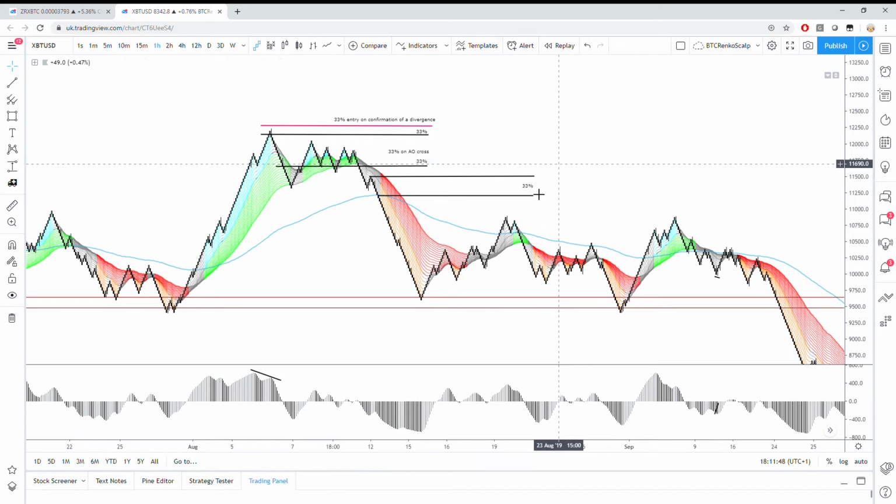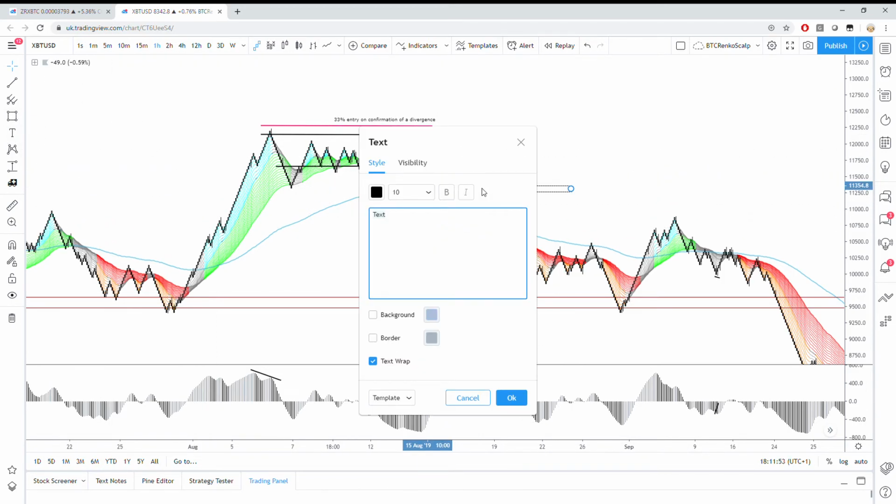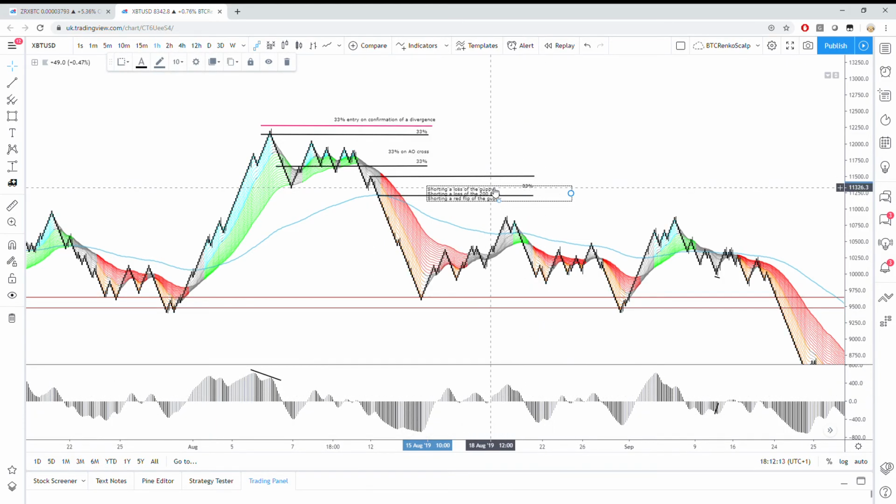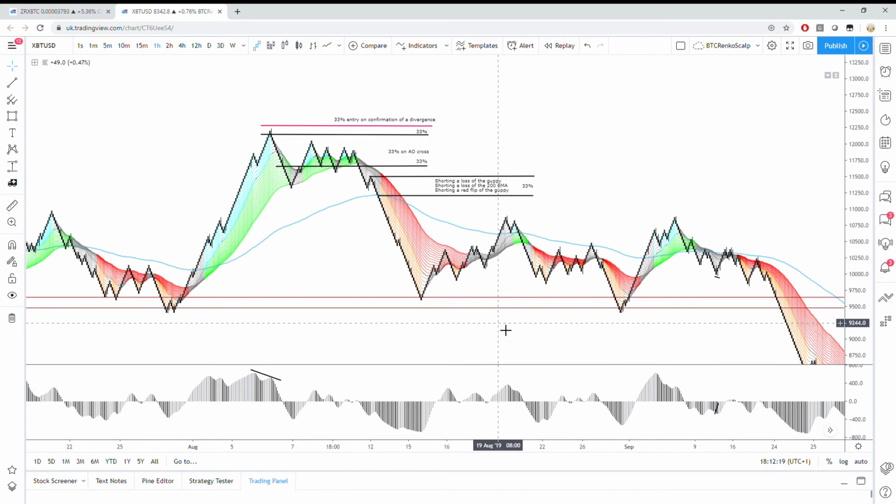I don't want to put another 33% up. And the reason for that is we are shorting a loss of the guppy, or we're shorting a loss of the 200 EMA, or we're shorting a red flip of the guppy. All right. So there's basically 3 reasons that we'd want to add to a final position. And what they are is they are the final confirmations that the trend has changed.